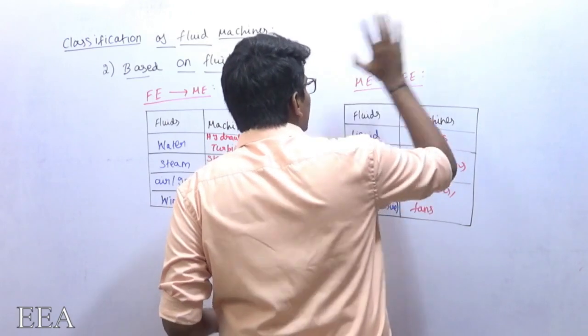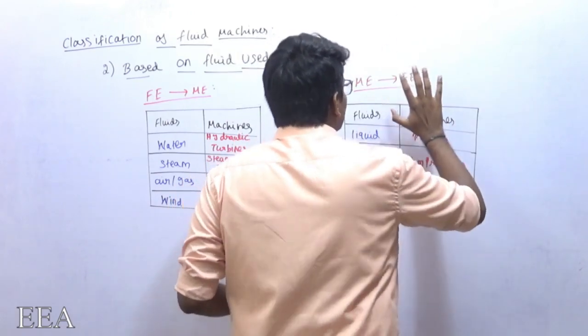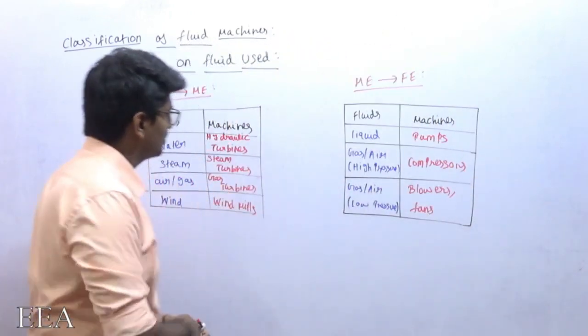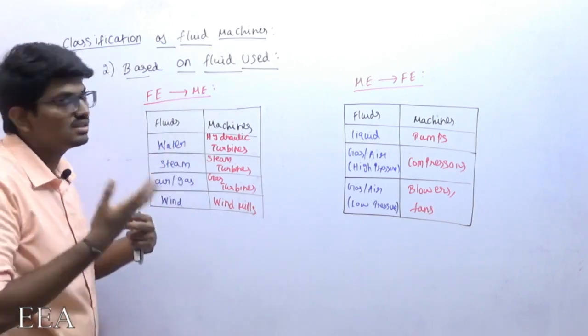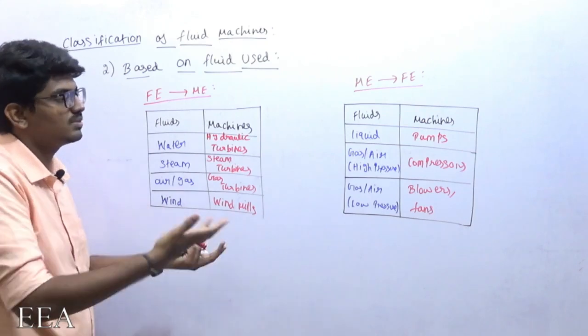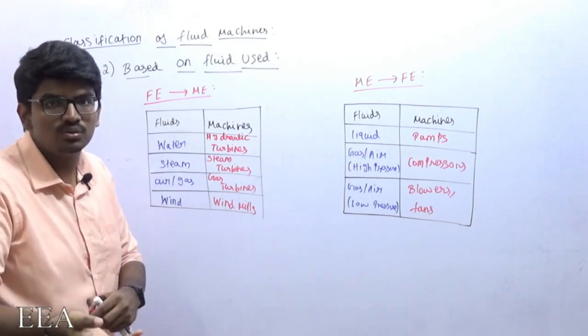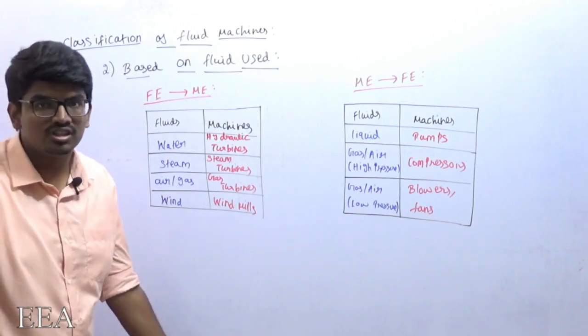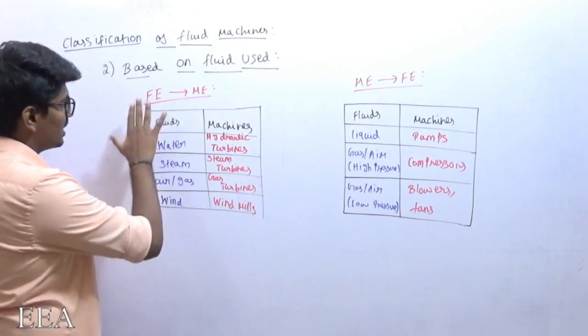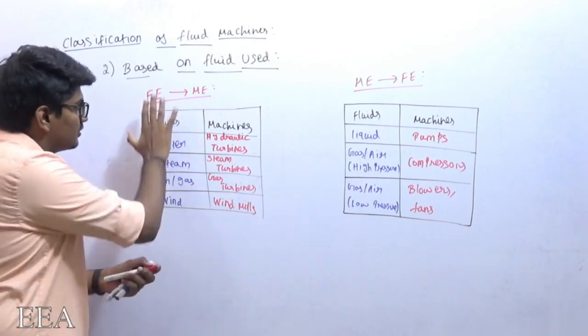Another is mechanical energy converted into fluid energy, which means here I am giving work, and there I am getting work. Here I mean the shaft. The shaft is going to supply work to an electrical generator, and the generator is going to give energy for us. So, fluid energy converted into mechanical energy, depending on the fluid used.